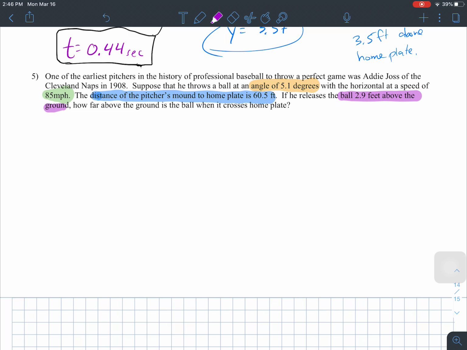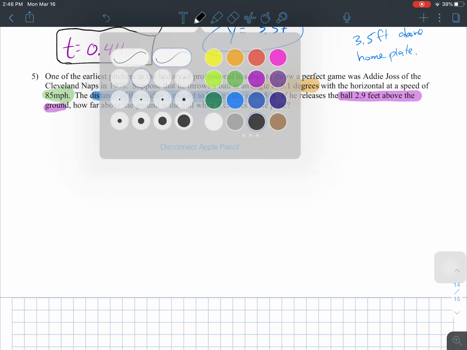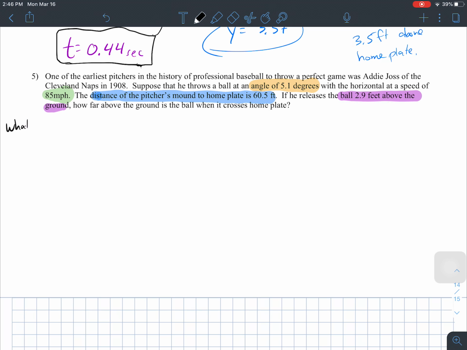How far above the ground is the ball when it crosses home plate? Seems more complicated than the other problems, so so much information is given to us. What do we know? Well, first off, I know theta. That was given to me.